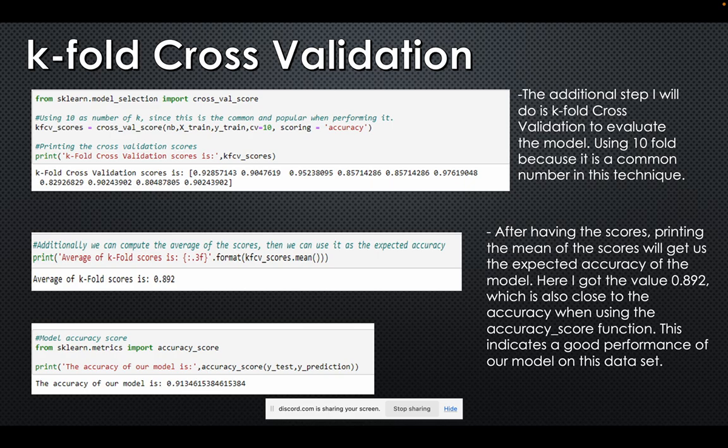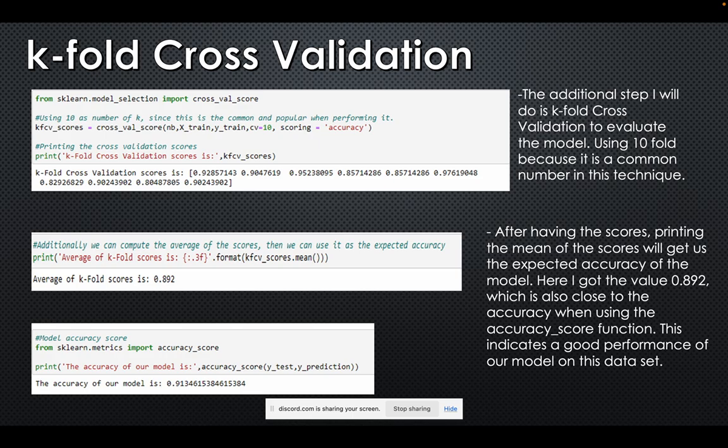There's another additional step that I use. It is the K-fold cross-validation, using tenfold as the number of K because this is common and popular when performing cross-validation. We will have a list of the scores across the data set, and finding the average of these scores will give us the expected accuracy of the model.